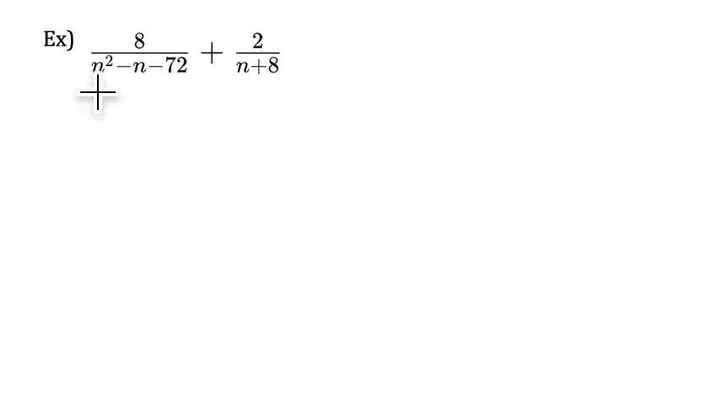So here we're adding two rational expressions. They do not have common denominators. Here we have a trinomial, and in this case, we're hoping that n plus 8 is one of the factors of this trinomial. So let's check. So we're trying to factor n squared minus n minus 72 into two binomials. We want two numbers that multiply to make negative 72 that have a sum of -1. Well, that would be -9 and 8.